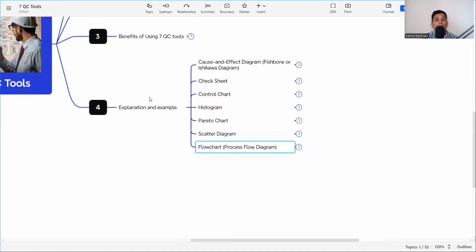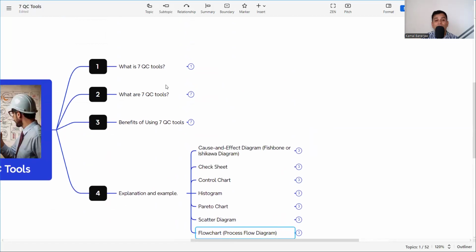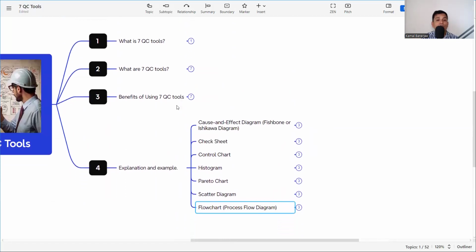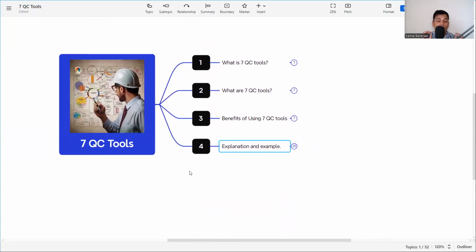So these are the 7 QC tools. I discussed what the 7 QC tools are, the benefits of the 7 QC tools, and an explanation and examples of the 7 QC tools in brief.